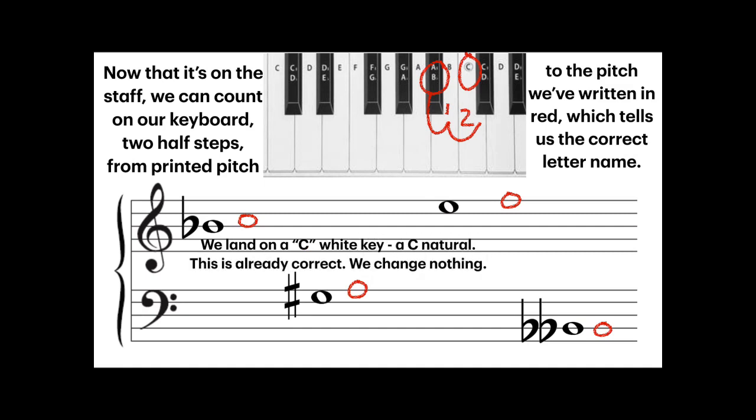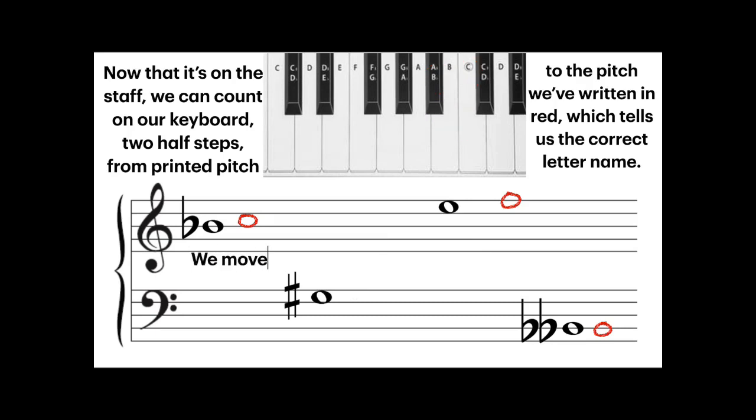We land on a C white key, a C natural. This is already correct. We change nothing. A diatonic whole step above B flat is C natural because it has the letter name C and it's 2 half steps up. We move 2 half steps up from G sharp to A sharp because it's on the A line and it's 2 half steps away on the keyboard.